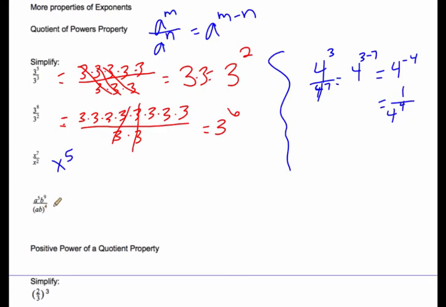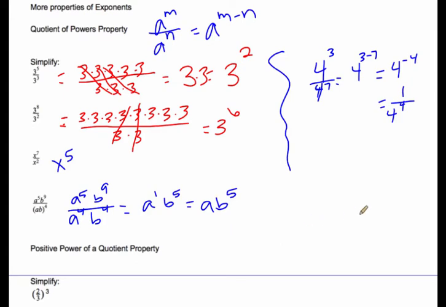Now this one's going to be multi-step. The denominator needs to be simplified first. The numerator is going to stay the same for now, a to the 5th, b to the 9th, over what's ab to the 4th? Remember the rule: multiply 4 times the exponent on the inside. So it's going to be a to the 4th, b to the 4th. Now we can use this quotient of powers rule. So a to the 5th over a to the 4th is a to the 1st. b to the 9th over b to the 4th is b to the 5th. Now remember, you don't have to write an exponent of 1. It's assumed, so we would write this as a b to the 5th.